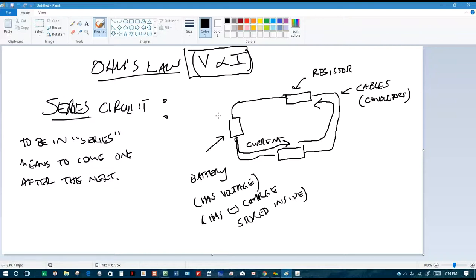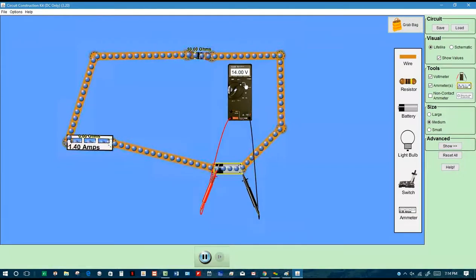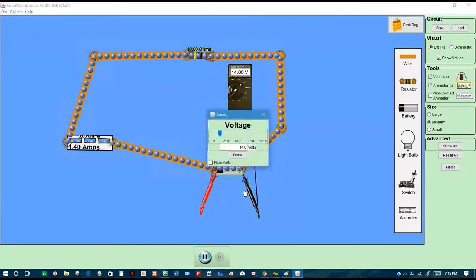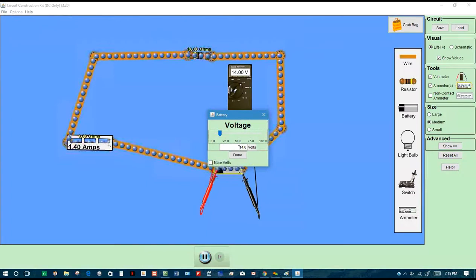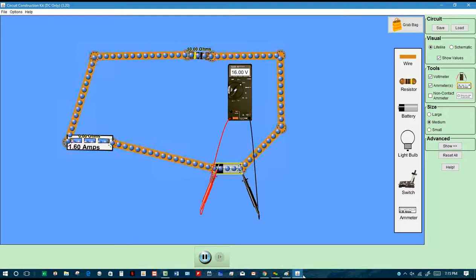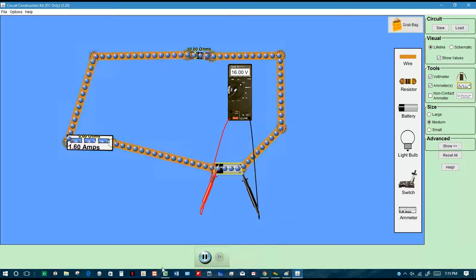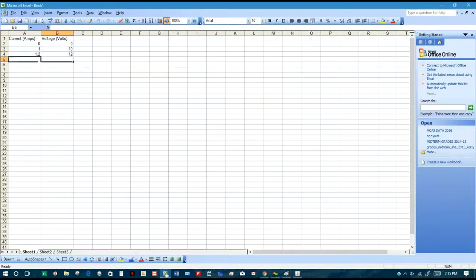And so let's go back, and I'm only going to do a couple more of these, but you'll get the point. We did 16 volts on the battery. You can probably already see that there's a pattern. Now you get 1.6 amps, right? Yeah. So let's just stick with that. That's enough. So we had when there was 14 volts, we had 1.4 amps. And then our last data point was 16 volts, we got 1.6 amps.